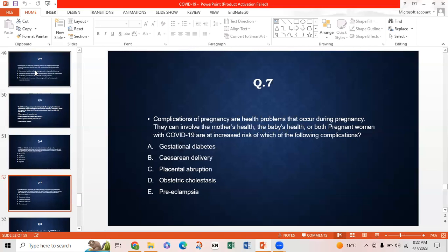Seventh MCQ: complications of pregnancy are health problems that occur during pregnancy. They can involve the mother's health, the baby's health, or both. Pregnant women with COVID-19 are at risk of increased infection. Which of the following complications? Option A, gestational diabetes, option B, cesarean before delivery, option C, placental abruption, option D, obstetric cholestasis, and option E, preeclampsia. E. Placental abruption is the most common cause that is caused by COVID-19.